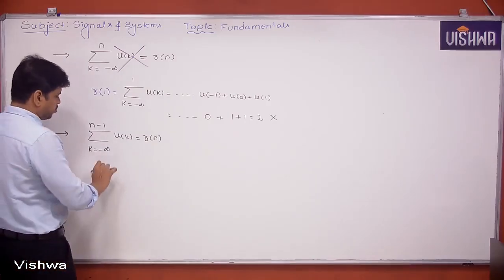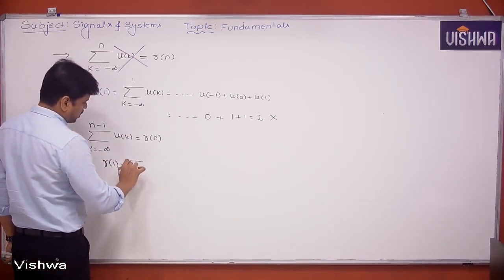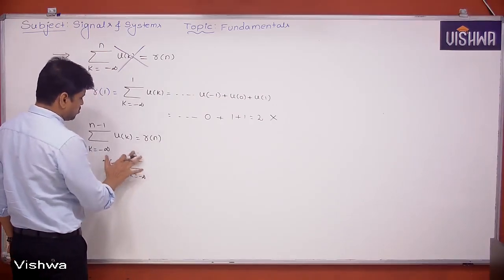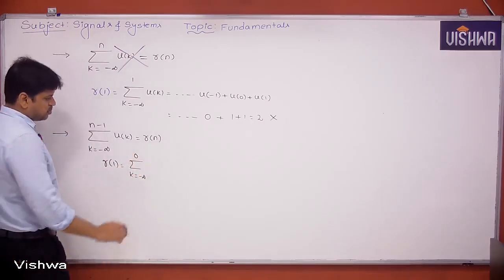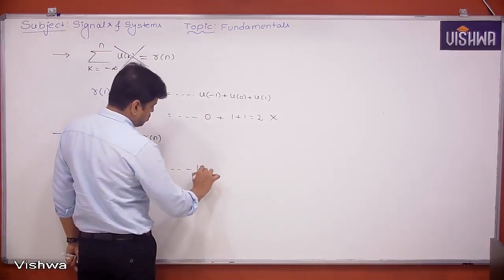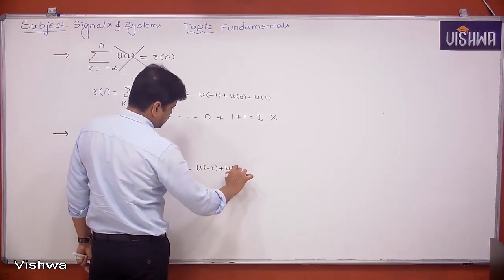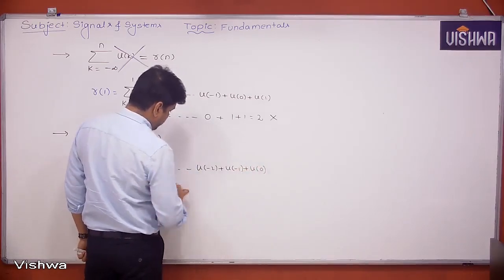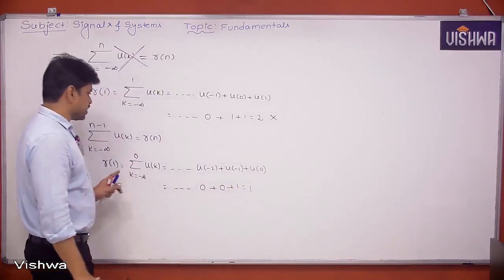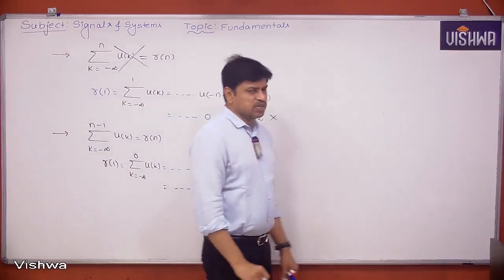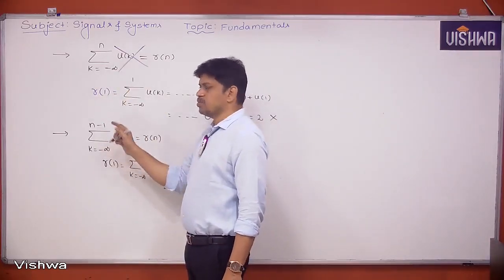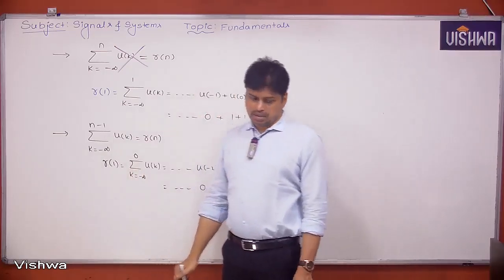Check it out, again I am going with r of 1 only. Then we have to say k equals minus infinity to 0, because n minus 1 is 0, u of k. If I take the k values minus infinity to, u of minus 2, u of minus 1, u of 0, all the values are 0, 0 plus 0 plus 1. Finally, this is 1, so that is what we are expecting. Yes, this is correct. So from here onwards, it is not summation from minus infinity to n. It is minus infinity to n minus 1, u of k, that is going to be r of n.